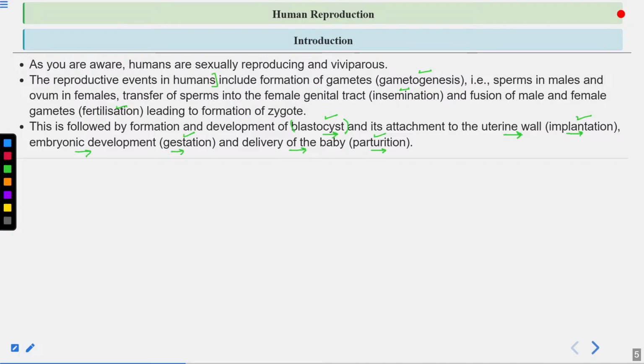So this uterus has three walls. Outermost is the perimetrium, then the middle layer is the myometrium, and the innermost layer is known as the endometrium. So the blastocyst will attach to the endometrium, the innermost wall of the uterus. This is known as implantation. Clear? Now after implantation, the next step is gestation and then parturition, which is the childbirth. What is parturition? Delivery of a baby, or you can say childbirth. So you should remember all these scientific terms.